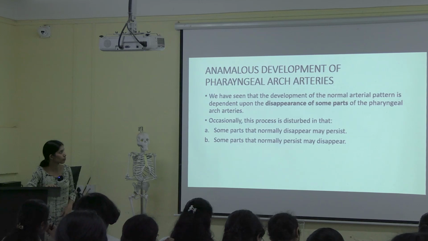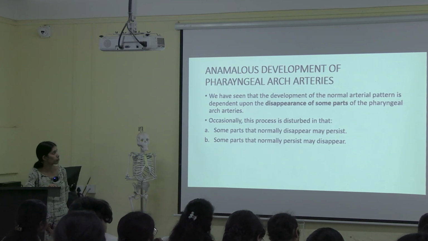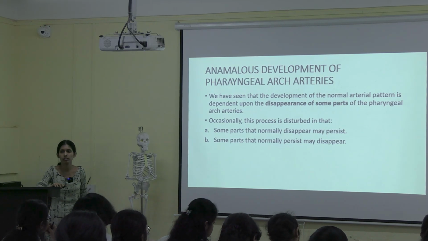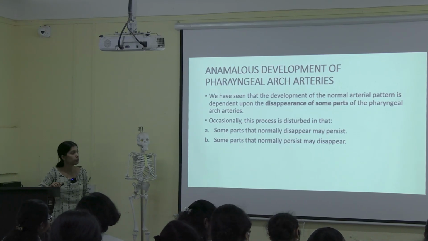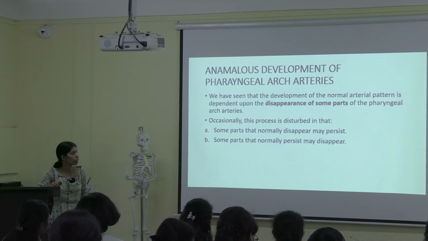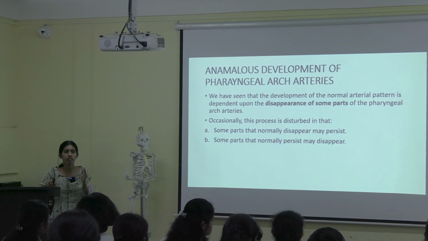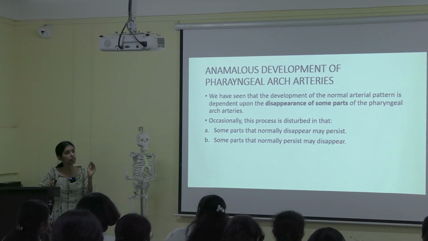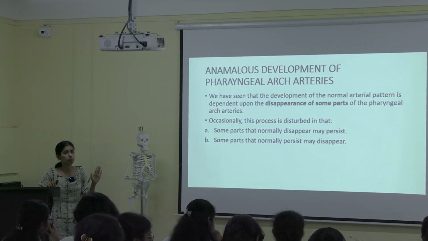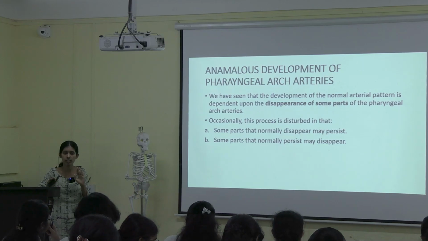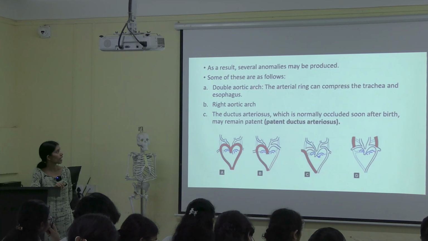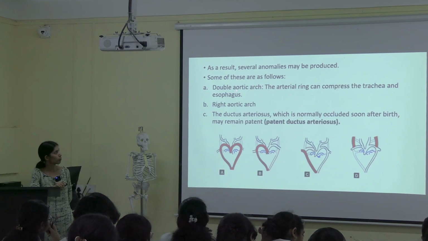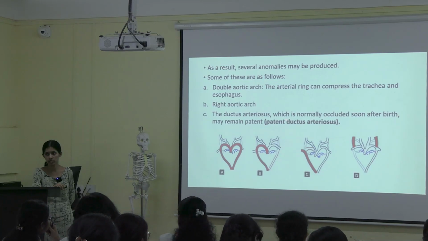Okay, right now remember, due to the disappearance of some parts of the pharyngeal arch arteries, we can see abnormalities. Occasionally this process is disturbed, in that some parts that normally disappear may persist. I can say the 1st, 2nd and 5th will disappear, no, that might persist sometimes, and the parts like 3rd, 4th and 6th will persist, no, that might disappear. Okay, due to that condition we have abnormalities like double aortic arch, right aortic arch and patent ductus arteriosus.